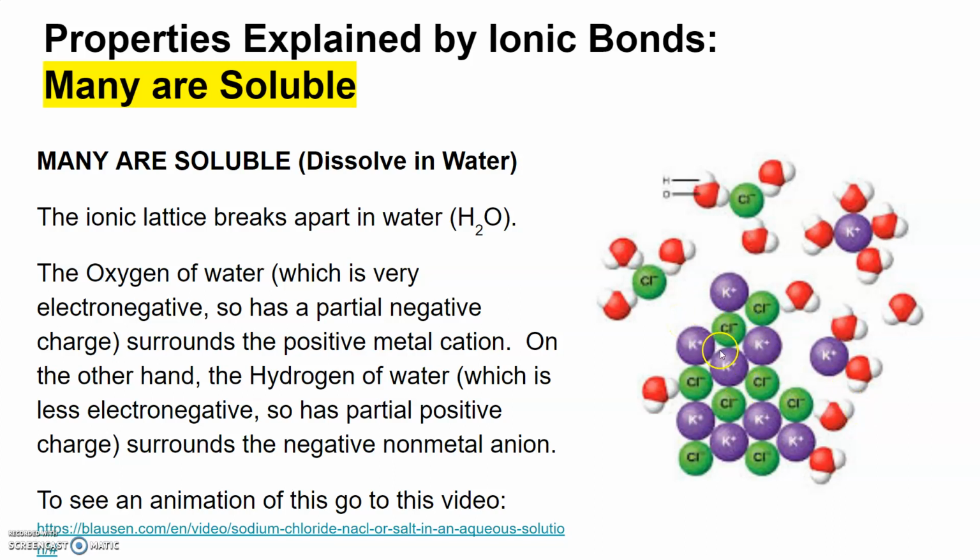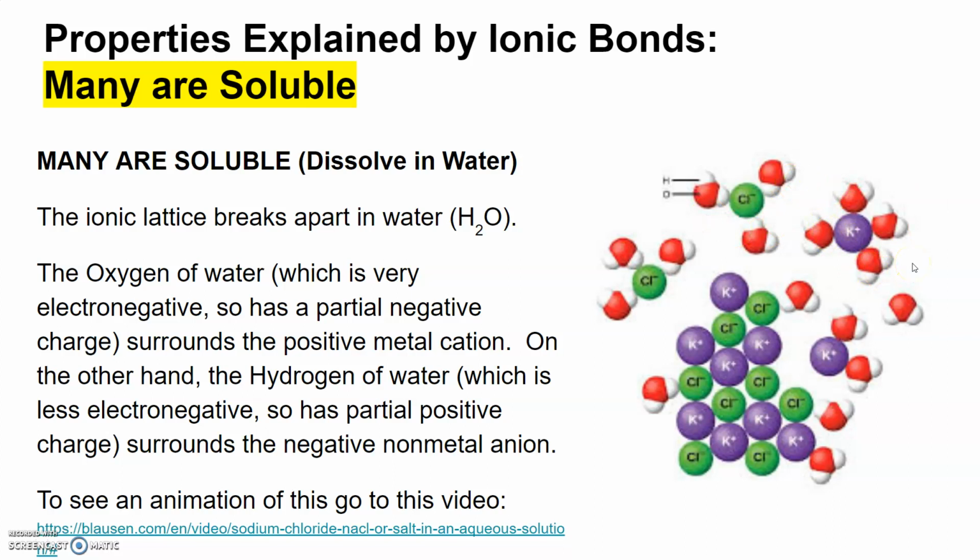The lattice, which connects the positive cations and the negative anions together, will break apart in the water. And because water is a polar molecule, which we'll learn more about later, the water molecule itself has a positive and negative side. The negative side is where the very electronegative oxygen is. So that's slightly negative. And the positive side is where the less electronegative hydrogen is. And so what happens, as you can see in this picture, the water molecule is able to surround the ions.